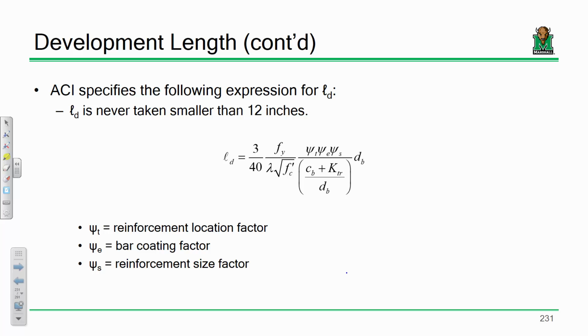So let's take each of these factors one at a time, and I think you're going to find when you start going through this that a lot of it is just look up and plug and chug. It's really not that difficult. Yes, sir?